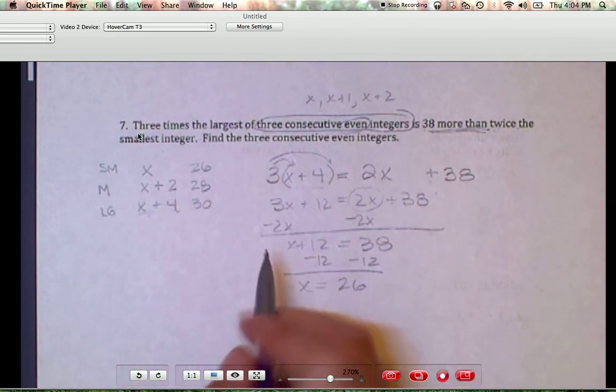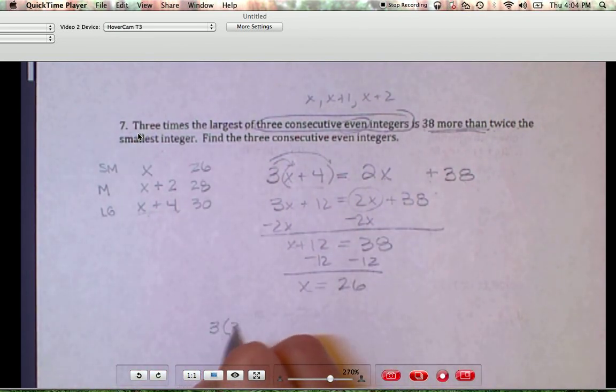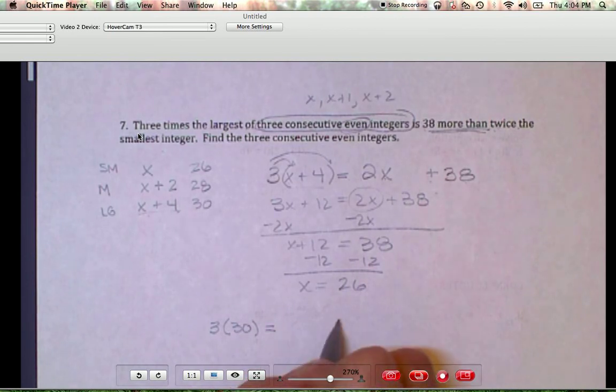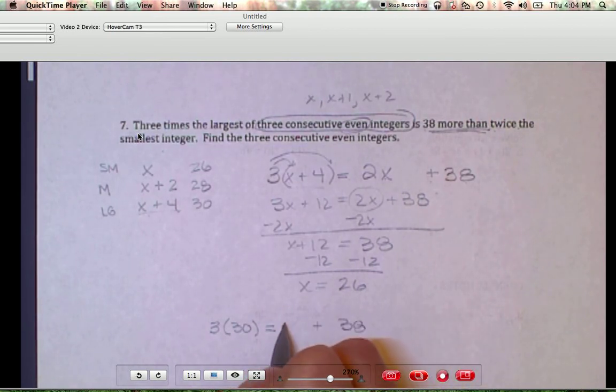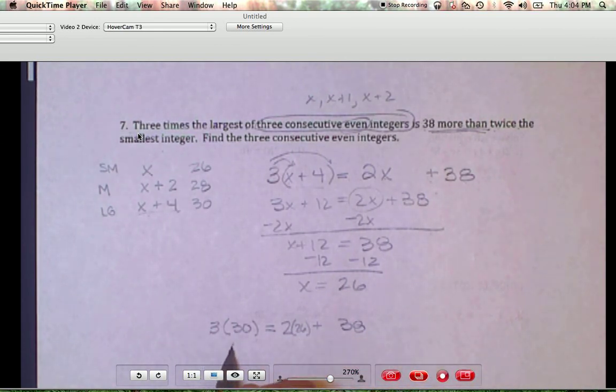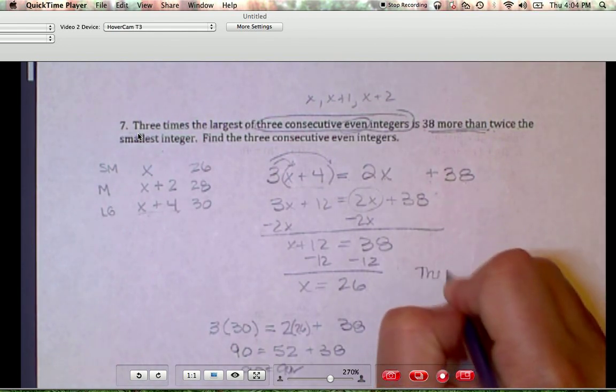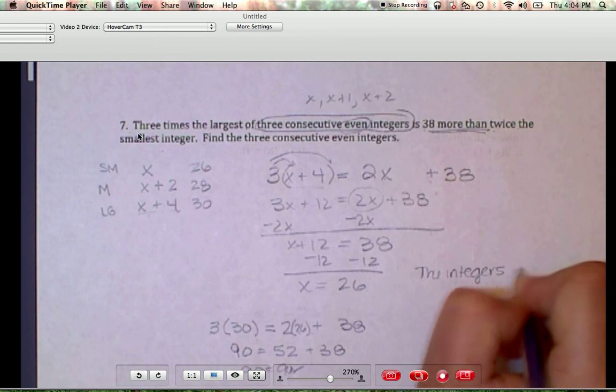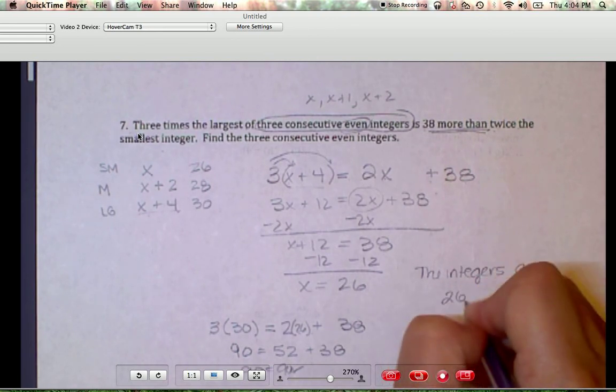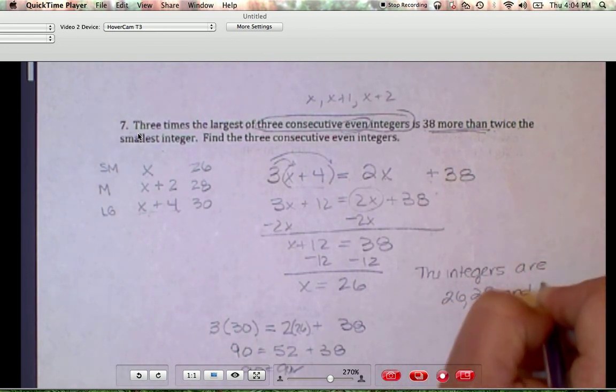And let's go back and plug this back in. 3 times the largest, which is 30, is 38 more than twice the smallest, which is 26. So 3 times 30 gives us 90. 2 times 26 is 52, plus 38, and we do get 90 equals 90. So it does work. And then don't forget it's a word problem, so we have to write the answer. The integers are 26, 28, and 30.